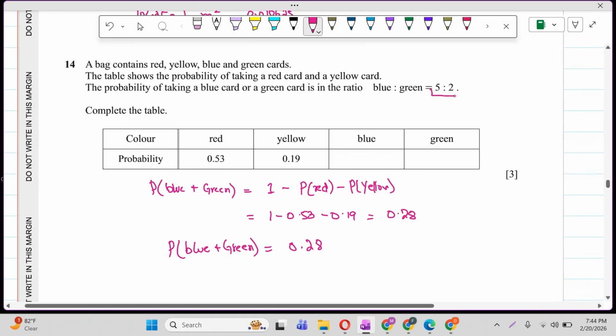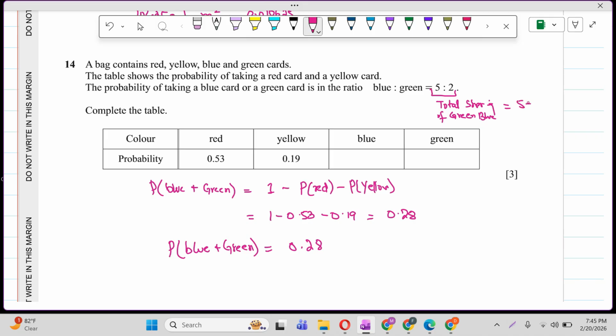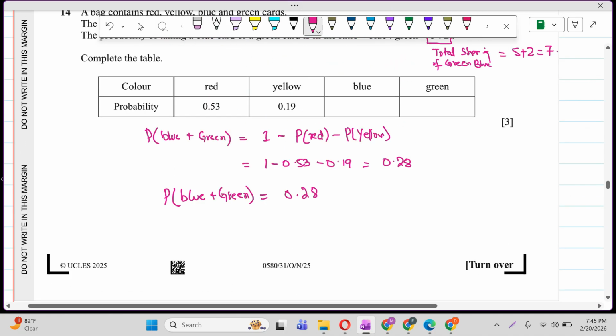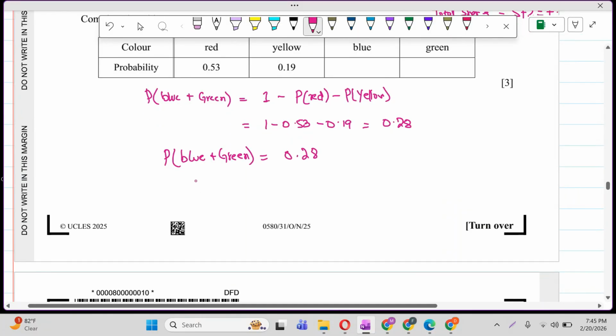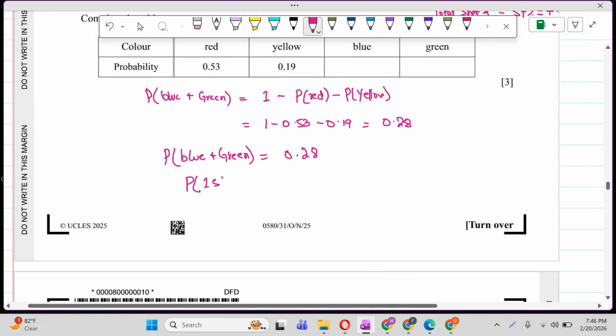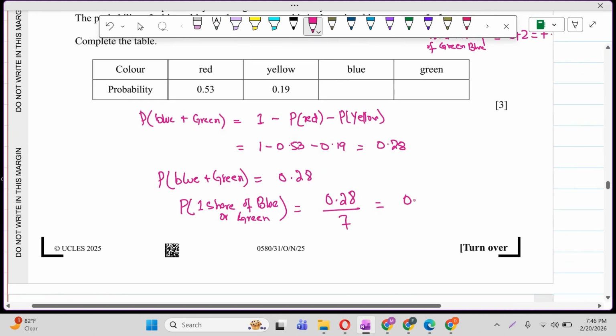So the probability of the blue plus green combined is equal to 0.28, and we have the sharing of blue and green as 5 is to 2. So we can say that total share for green and blue is 5 plus 2, which is 7. So total probability of the blue and green is 0.28. If we divide by 7, we will get the one share probability of blue and green. Probability of one share of blue or green is equal to 0.28 over 7, and this one is equal to 0.04.